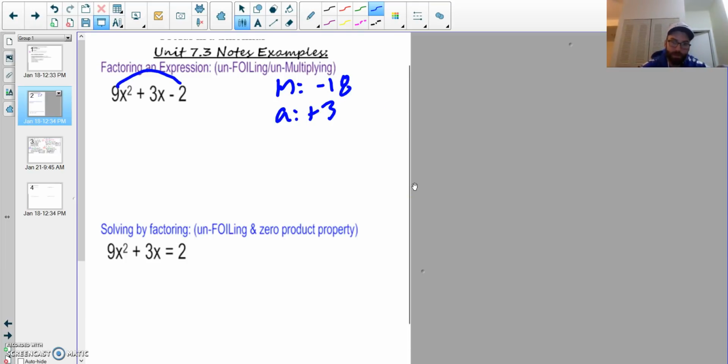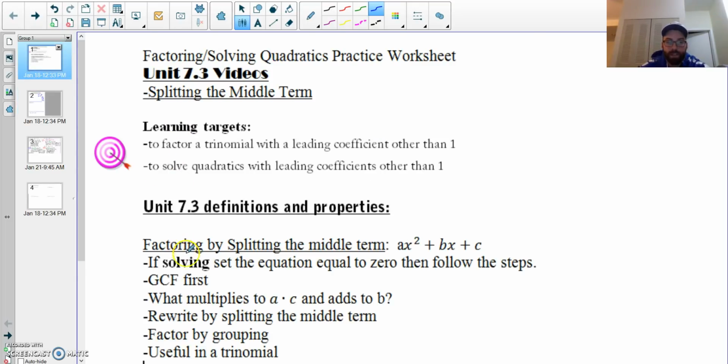Now, for some people, writing out the factors of 18 can be helpful. It's not going to be required of you by any means, just to see the numbers. If you want to use your calculator to guess and check, that's totally fine. But I need to multiply to negative 18 and add to positive 3, which means it needs to be negative 3 and positive 6. So, multiply A times C.